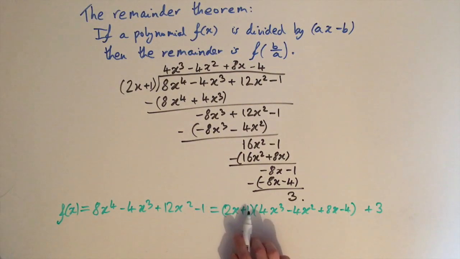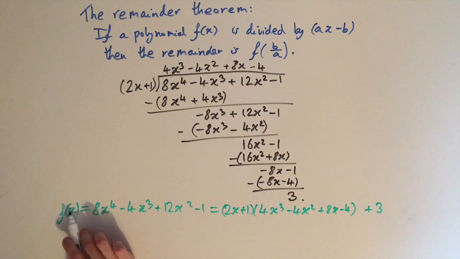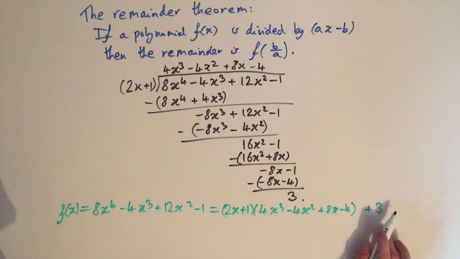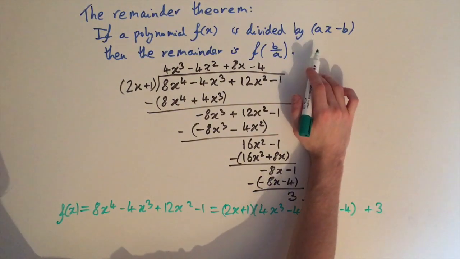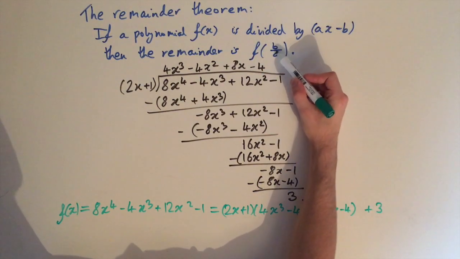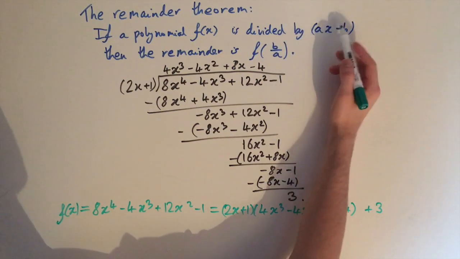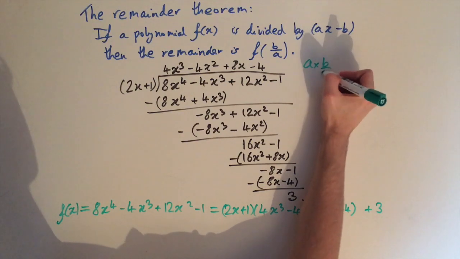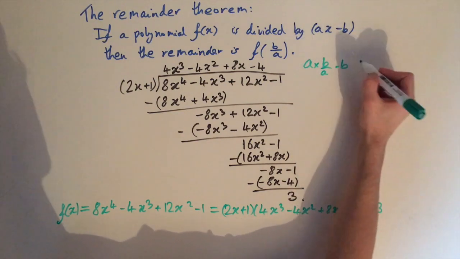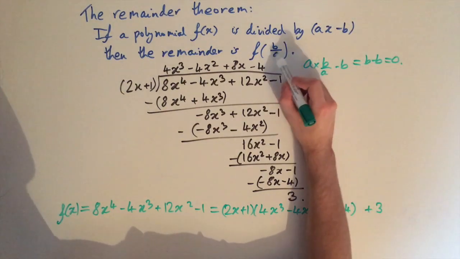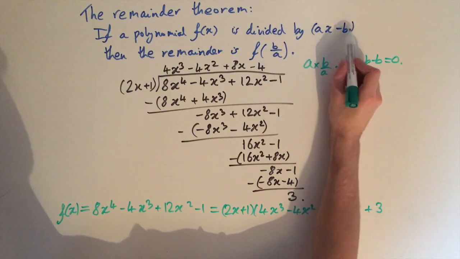So now we need to think about when this bracket is equal to 0. It's exactly when x equals minus a half. So this is why, when we evaluated this at minus a half, this turned to 0, this cancelled, and we just got the remainder 3. And this is where this theorem comes from in general. If we evaluate this term at b over a, then this linear factor equals 0, because a times b over a minus b, well, the a's just cancel and we get b minus b, and this equals 0. So this is where this number comes from. It's exactly when this bracket equals 0.